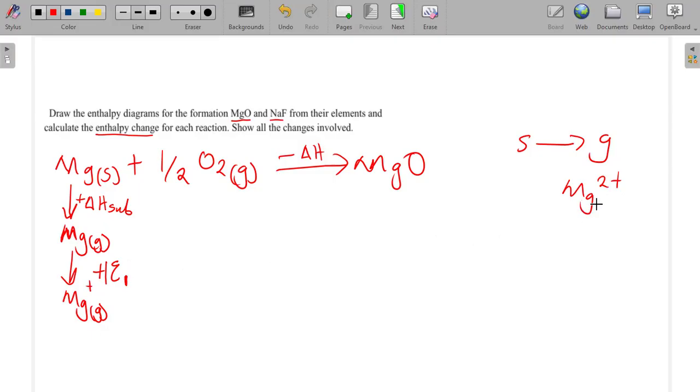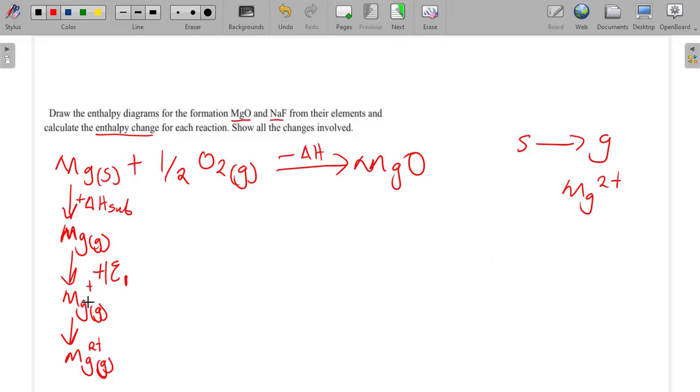Okay, so we need to get a 2+ ion, meaning we need to remove another electron from the nucleus, and the amount of energy we need to remove the second electron from the nucleus is what we call the second ionization energy. So when we remove another electron from this magnesium, we're going to end up having magnesium 2+ as an ion, the ion you want.